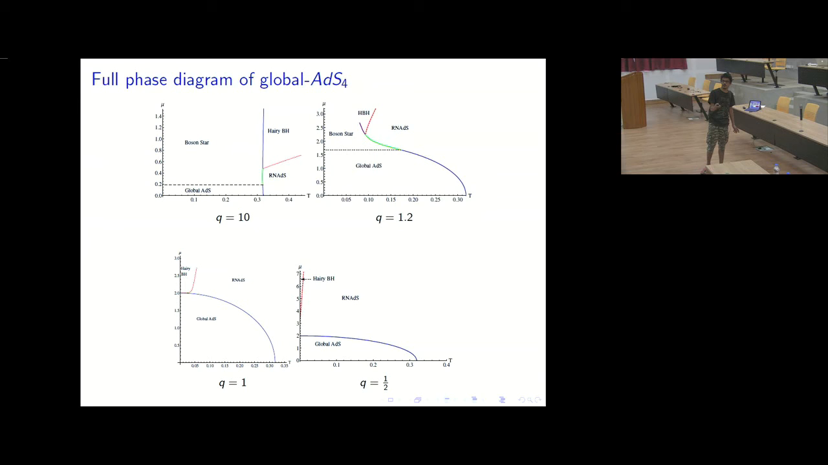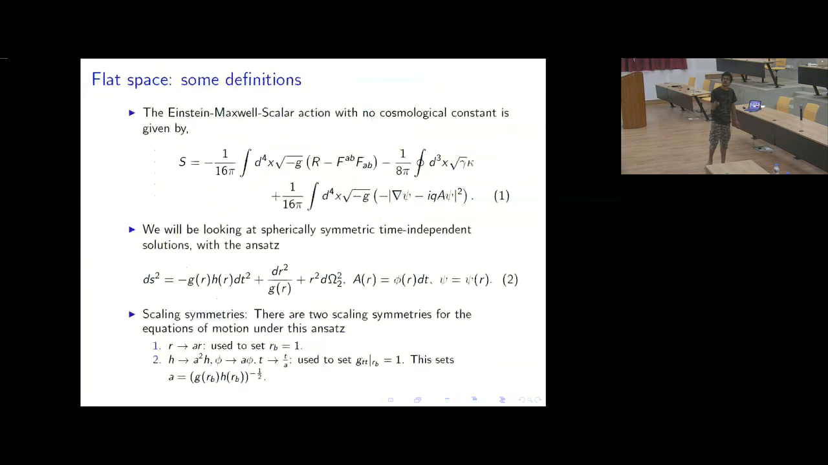So this is the full Hawking page curve, and then there is a place where the RN AdS black hole becomes the hairy black hole. Now, before we start, we'll define some quantities in flat space. This will be the action that we'll be working with, and we'll be looking at spherically symmetric and time-independent solutions with this particular ansatz.